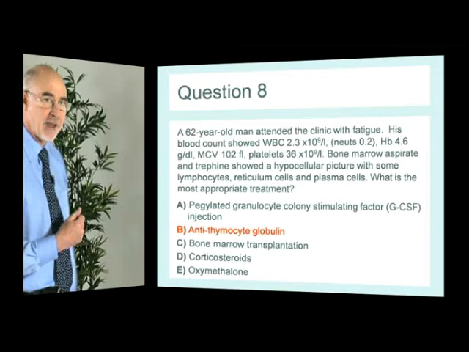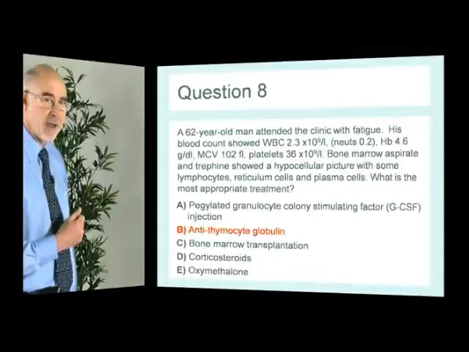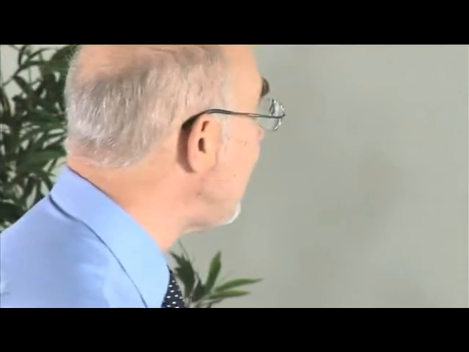The young do best. So if he was less than 50, and particularly if he had an HLA-matched sibling donor available, then bone marrow transplantation would be his best option for the treatment of severe aplastic anemia. But over the age of 60, we would generally use immunosuppressive treatment as our first treatment designed to affect the underlying disease.